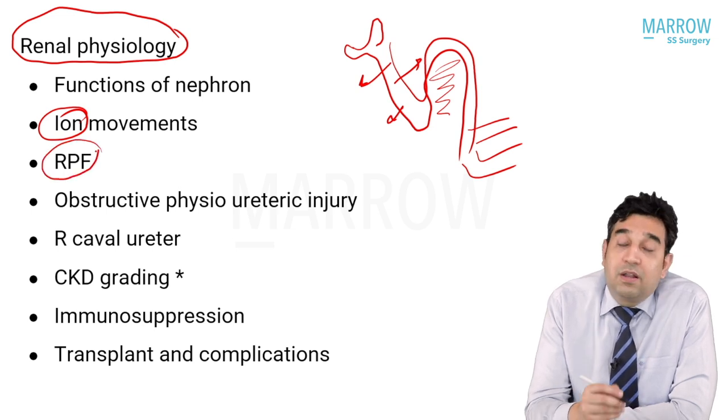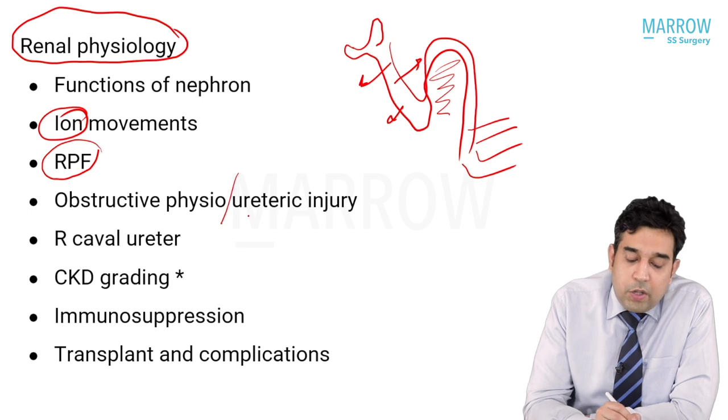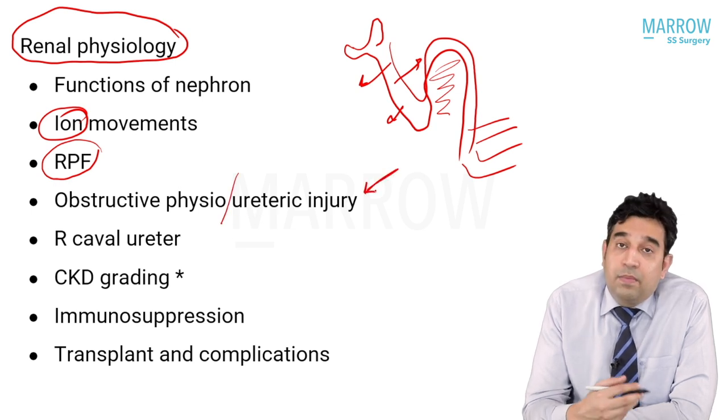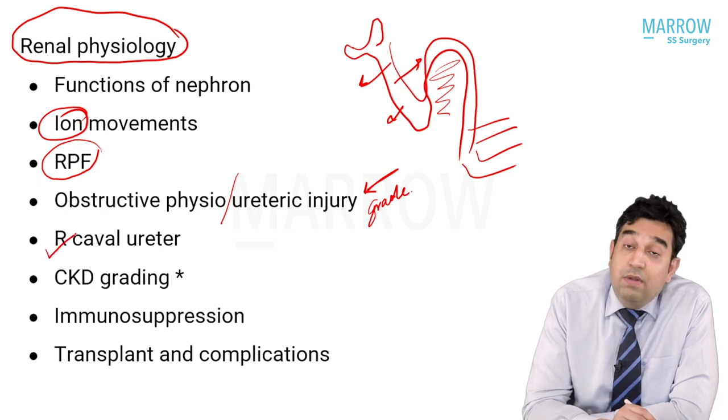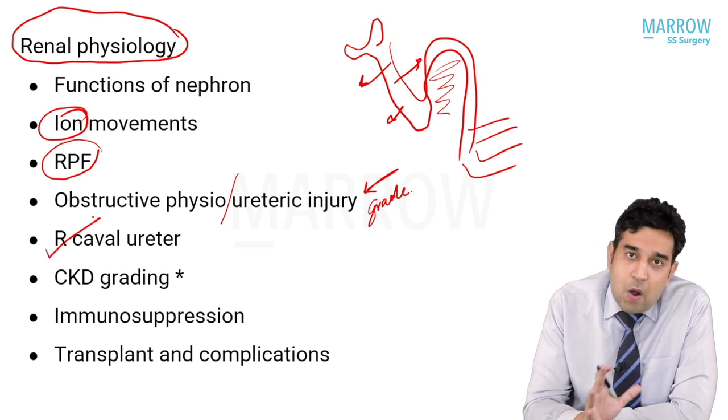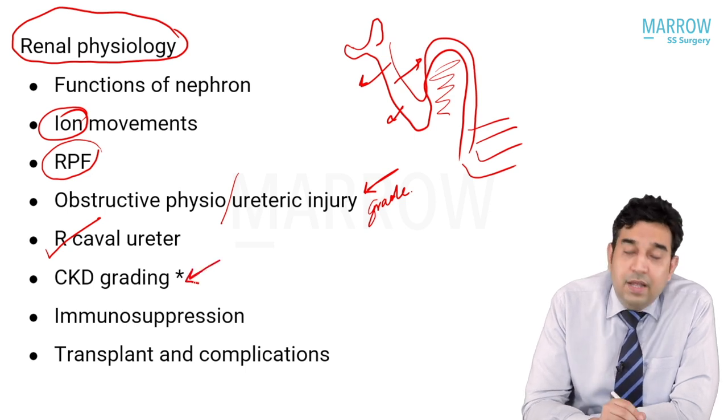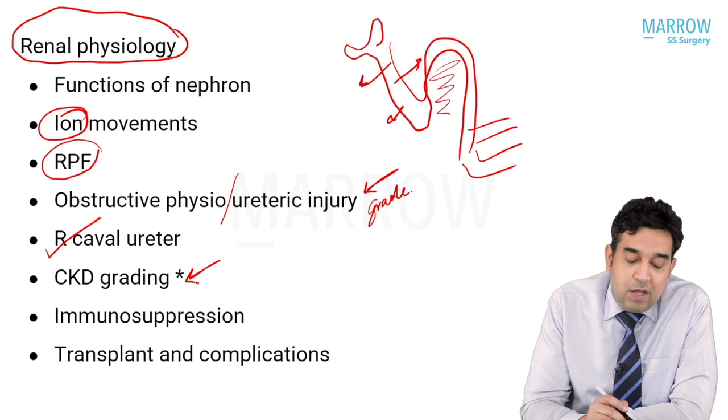You should know about obstructive physiology, also about ureteric injury, the grades of injury, the management of ureteric injury. We should know about retrocaval ureter. So the concept should be clear, how it forms, where it forms, how do we treat it. We should know CKD grading. A lot of questions are asked from CKD grading also.